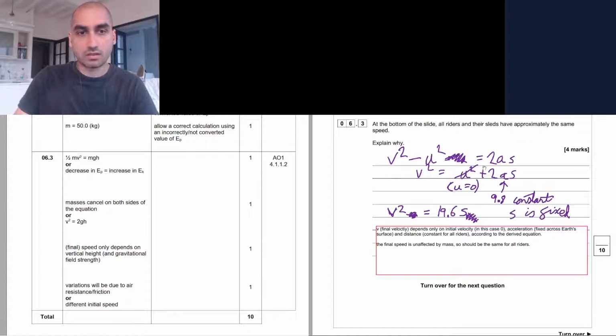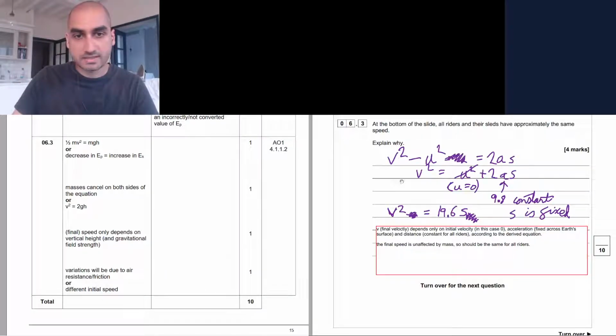The 2 goes over there. The u squared cancels out. A is force divided by mass. Yeah, this is the same formula. Okay, masses cancel on both sides of the equation, so v squared equals 2gh. Yes, I wrote that. v squared equals 2as, which is g, acceleration.